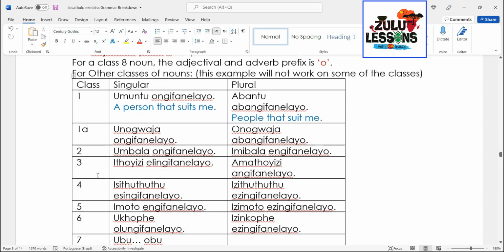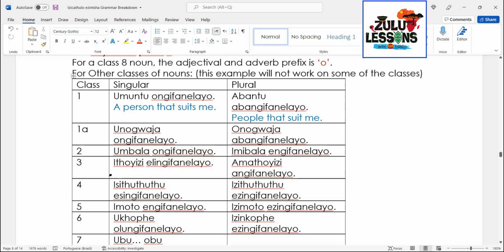Now, for class 2, umbala is a color. So umbala ongifanelayo, a color that suits me. Do you see that? For the noun that starts with u, the prefix is o. Imibala, that's the plural now. We are saying colors. Imibala engifanelayo. Look at the prefix for the adverb and or adjective. It would be e. Imibala engifanelayo, colors that suit me.